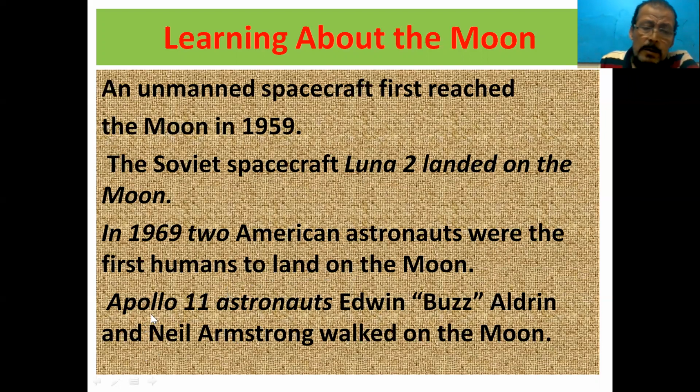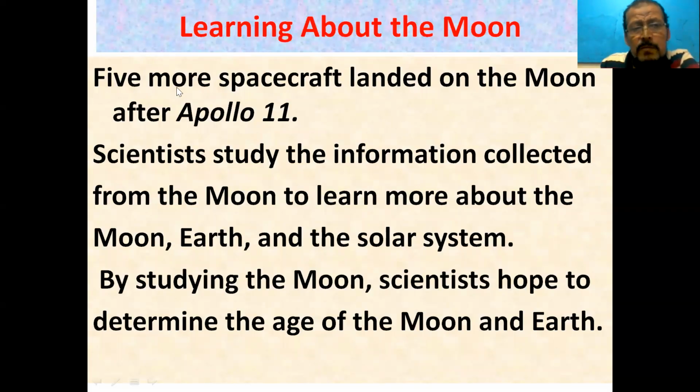Before Apollo 11, we had 10 unsuccessful trips trying to land on the moon, but they were not successful. The first successful one was called Apollo 11. Astronauts Buzz Aldrin and Neil Armstrong walked on the moon. Five more spacecraft landed on the moon after Apollo 11.